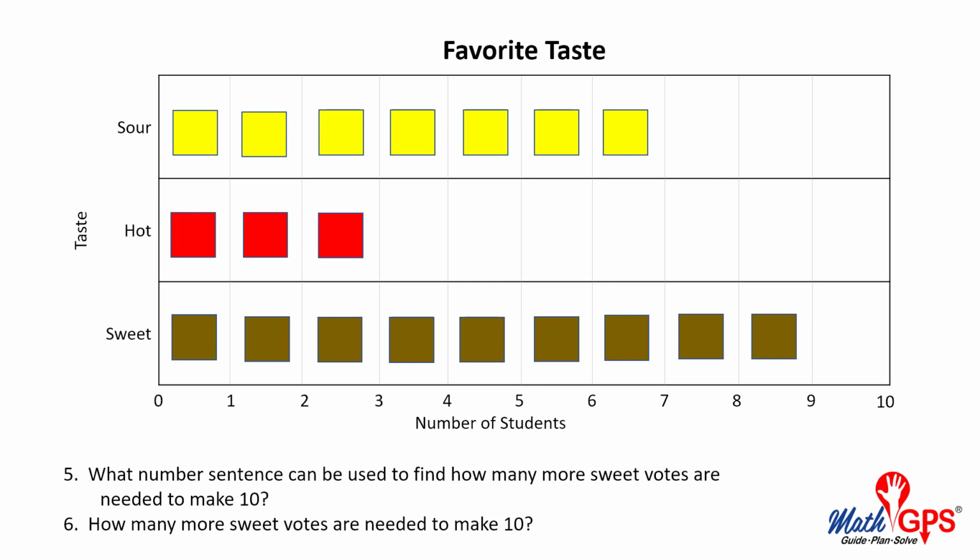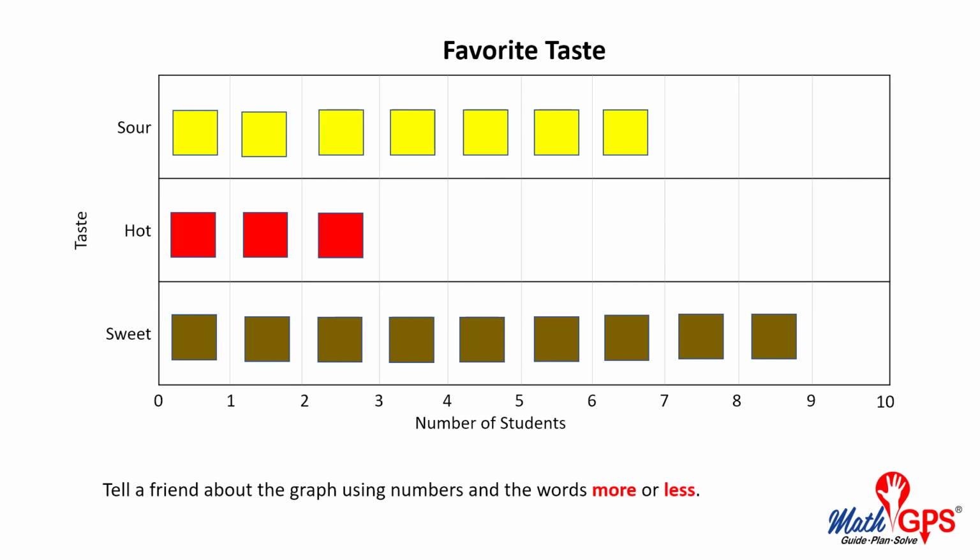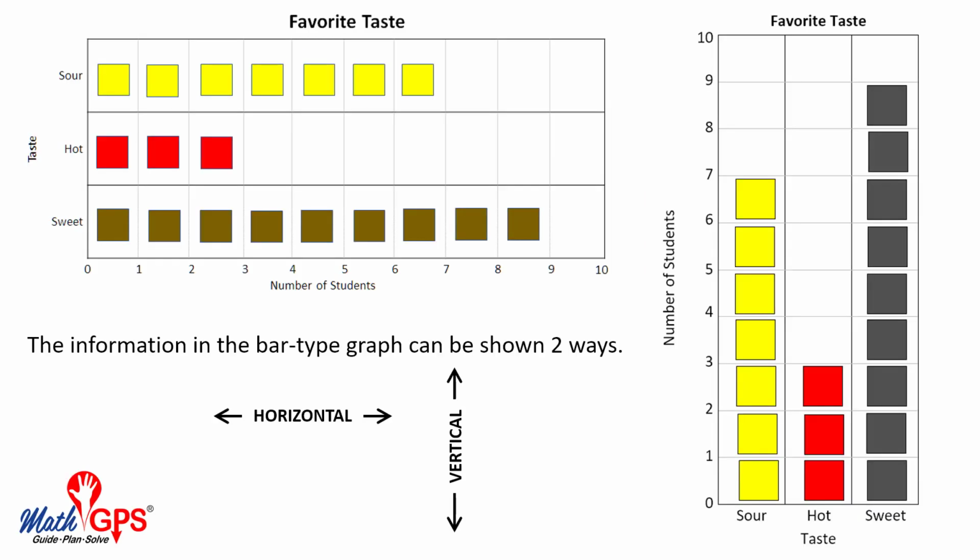What number sentence can be used to find how many more sweet votes are needed to make 10? How many more sweet votes are needed to make 10? Tell a friend about the graph using numbers and the words more or less. The information in the bar-type graph can be shown 2 ways. Which do you prefer?